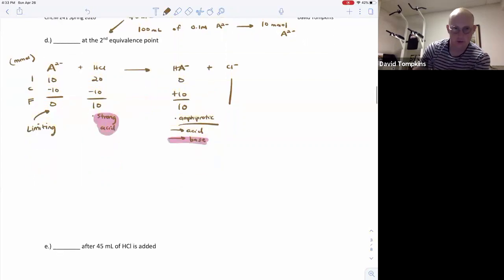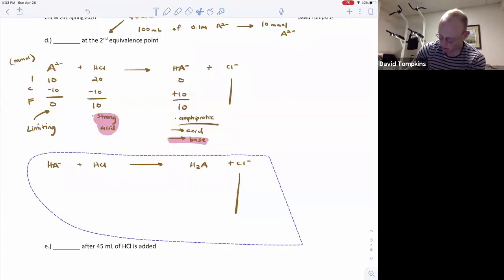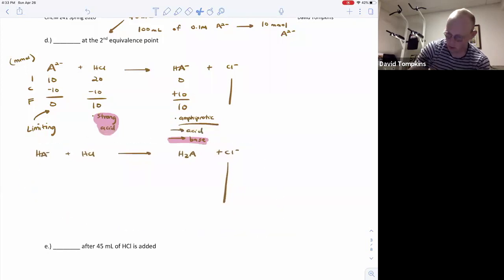In other words, if there's anything basic in solution, keep using your strong acid until you run out, and you write another equation here. Where now we're getting the diprotic form and negligible chloride. Okay, so same type of table, it's still irreversible because of the strong acid.